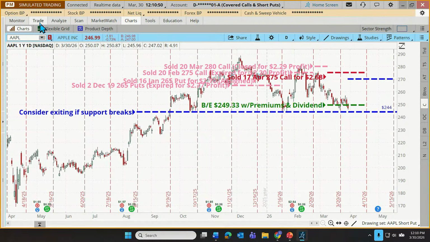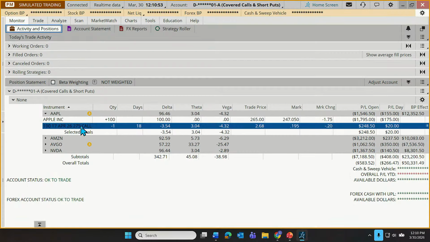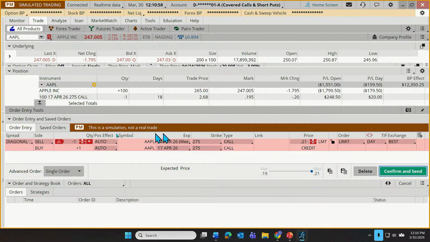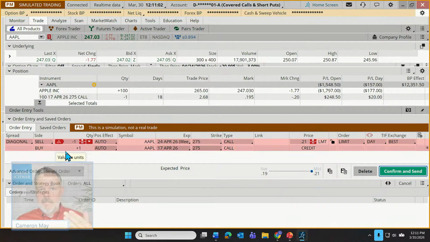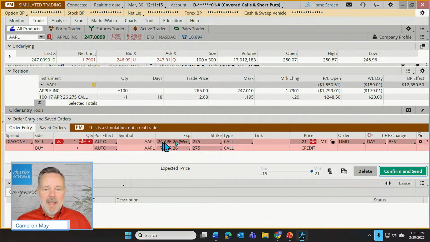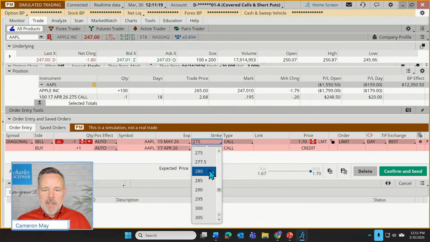Let's go to the monitor tab. Right click on our existing call. Let's create a rolling order and select that calendar. A calendar just means that we're buying and selling options on the same stock, but different expirations. Let's actually modify this though. This one is to buy back the 17th of April 275 call that we're already in. And then we're considering selling out there in May, the 270 call.